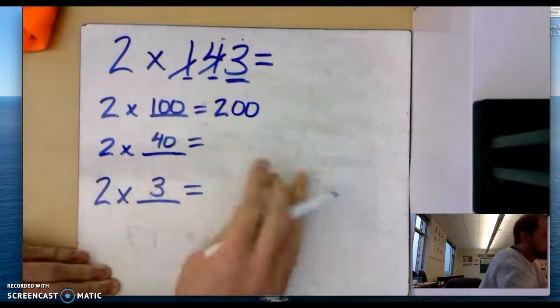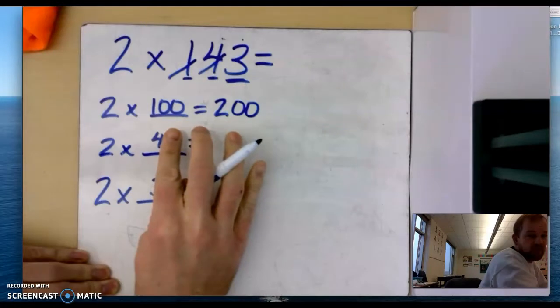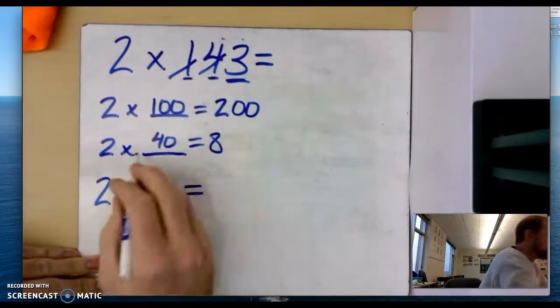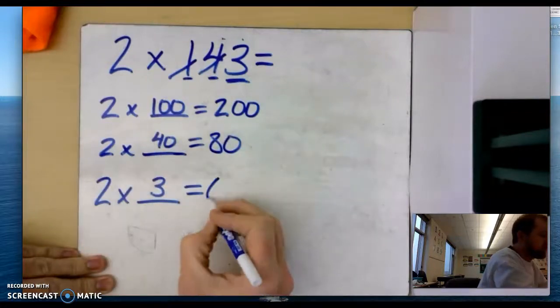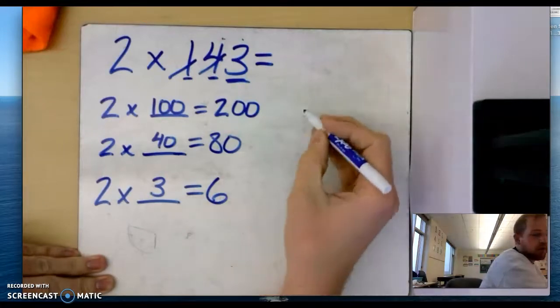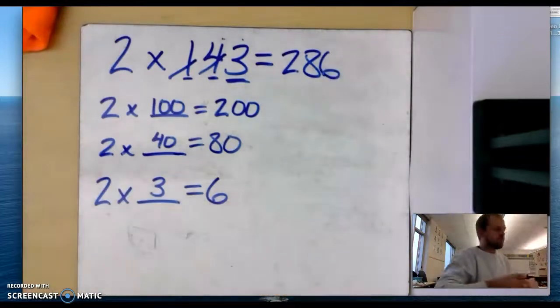I'm going to do the same thing down here. I have 2 times 40. I like to cover this 0 up and take 2 times 4. 2 times 4 is a fact that I know, and I get 8. Then I add that 0 back to match zeros. And finally, 2 times 3 would be 6. Now I can go in and add all of these up, and when I add them all up, I get my answer, which would be 286.